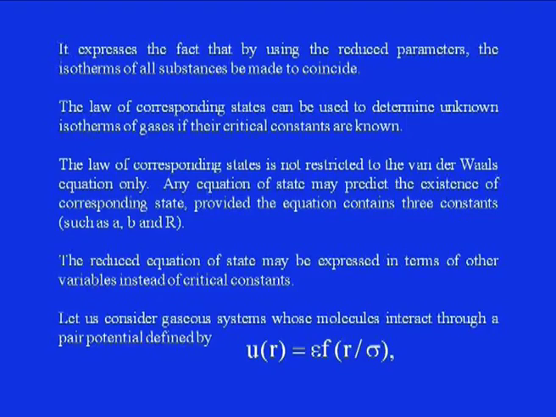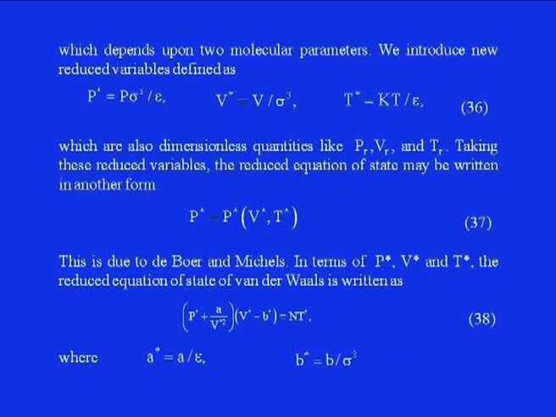Taking these reduced variables p star, v star and t star, the reduced equation of state may also be written in another form, p star as a function of v star and t star. This is due to de Boer and Michels. In terms of p star, v star and t star, the reduced equation of state of Van der Waals could also be written as p star plus a star by v star square into v star minus b star equal to n t star, where a star is a by epsilon sigma cubed and b star is b by sigma cubed.